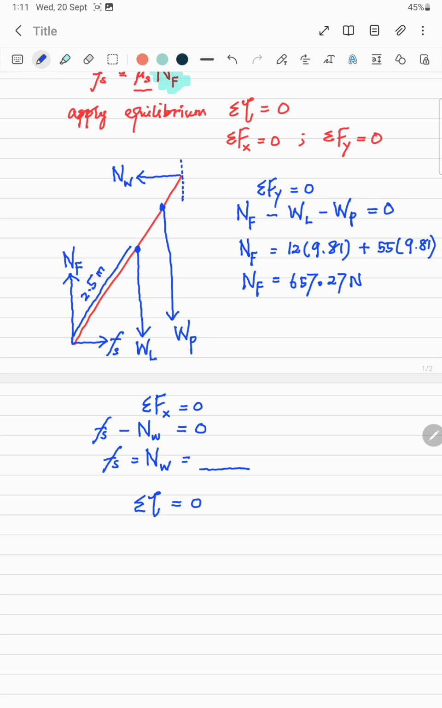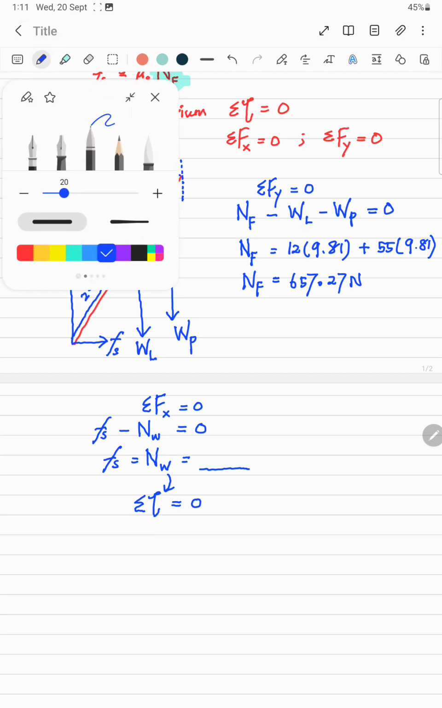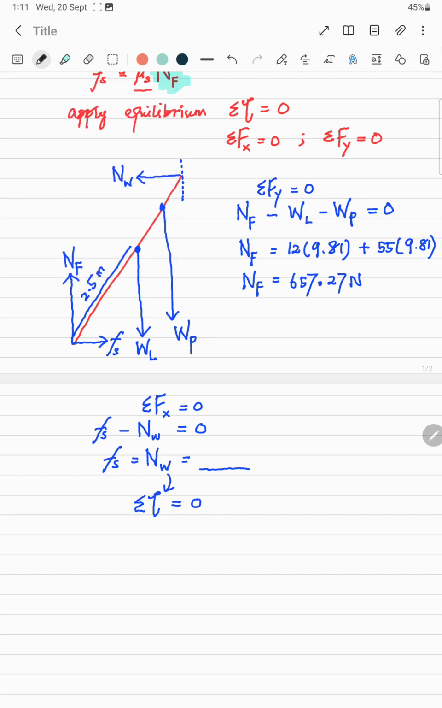So I try to calculate the normal force from the wall by using the condition that the summation of torque equals 0. I'm going to choose my axis of rotation. We take the bottom end of the ladder as our axis of rotation.